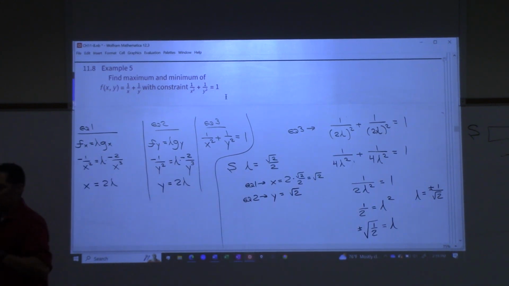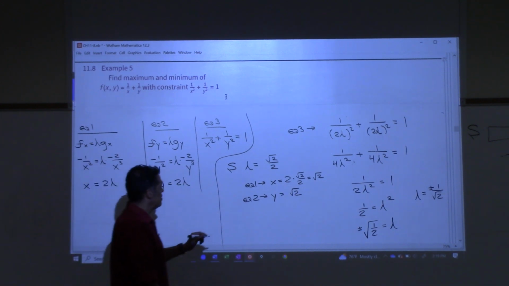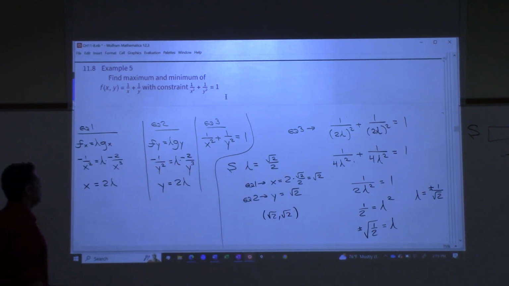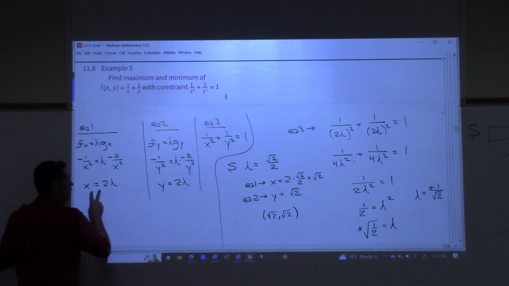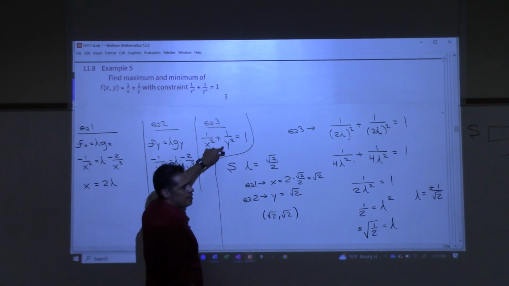All right, just replacing lambda with root 2 over 2. So I have one of my critical points. Yes? Could we not have also set x and y equal to each other, once we saw that x was equal to 2 lambda and y was equal to 2 lambda? Yeah. Okay. And then you replace one of these with y or x.